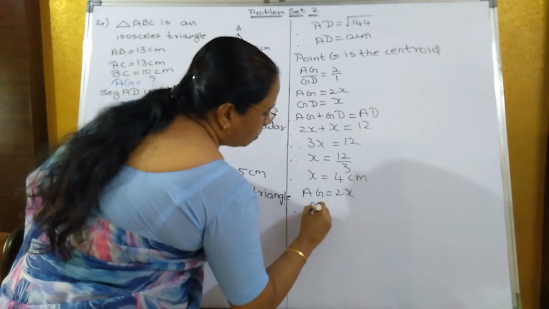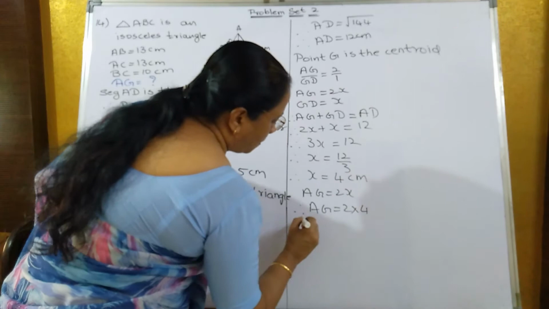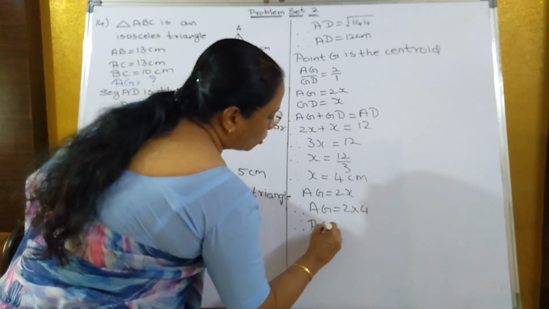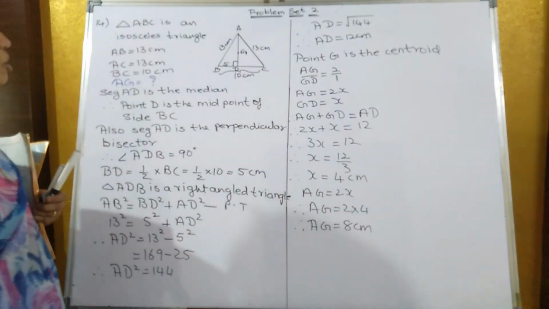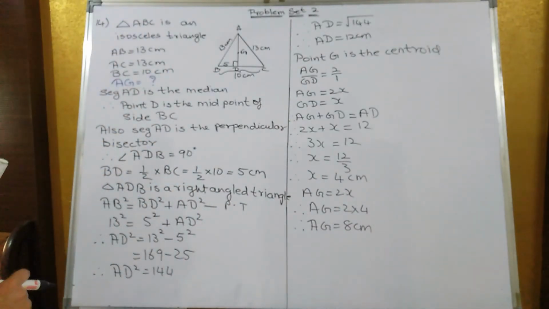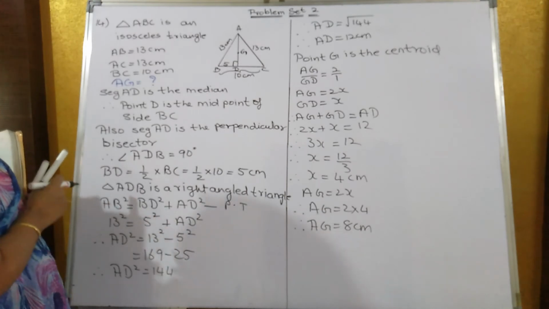Therefore, AG will be equal to how much? 2 into x is how much? 4. Therefore, value of AG will be equal to how much? 8 centimeter. Now, this sum can also be solved by Apollonius theorem. So, next I will show you by Apollonius theorem how to solve this sum. Now, solution.